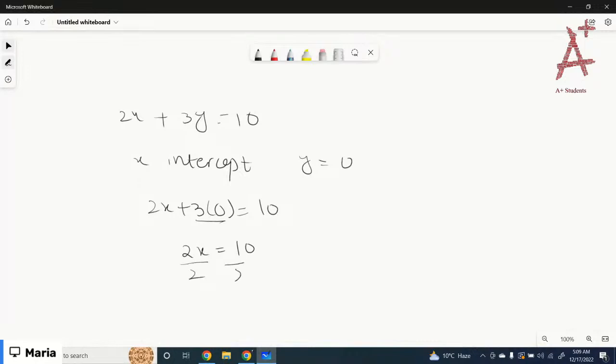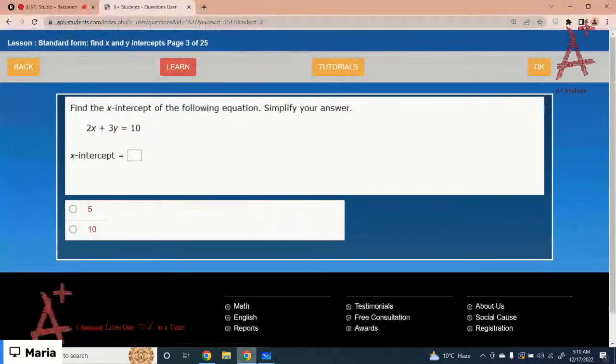So divide both sides of the equation by 2. It would be then x equals 5. Got it? So select the correct option, then click on the OK button. So x equals 5. So just select the correct option and click on the OK button.